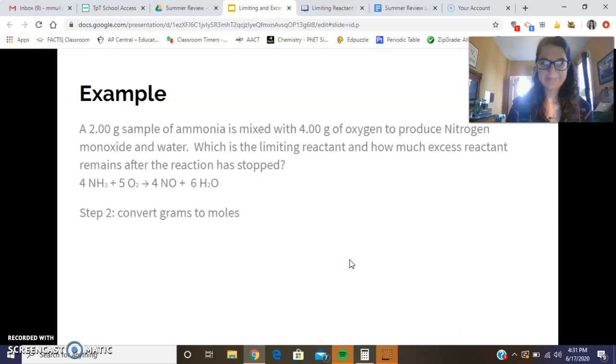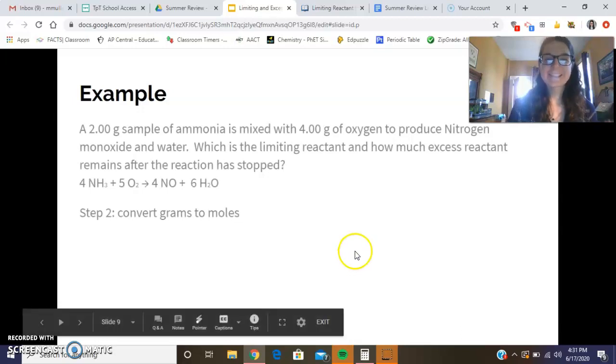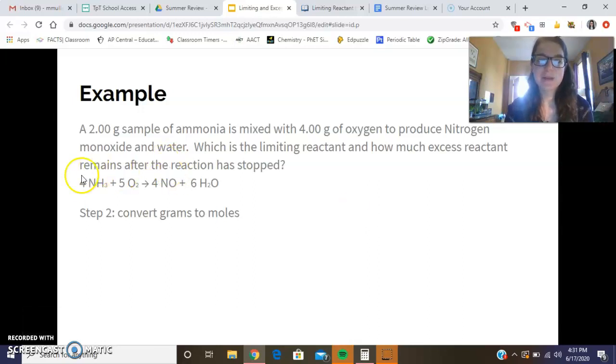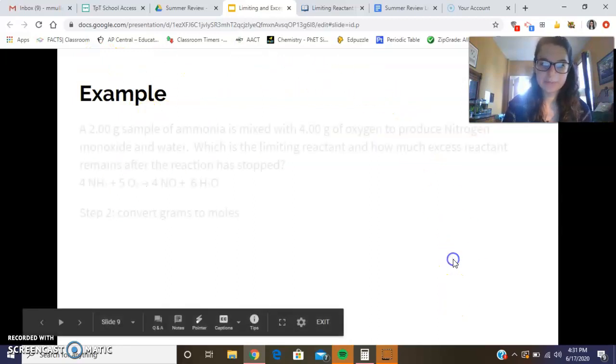Next, I want to convert from grams to moles because my chemical equation, which is basically my recipe, has a unit of moles. I'm given a unit of grams. We can't compare grams and moles because, again, things weigh different amounts. So I'm going to convert my reactants, their grams, to moles.